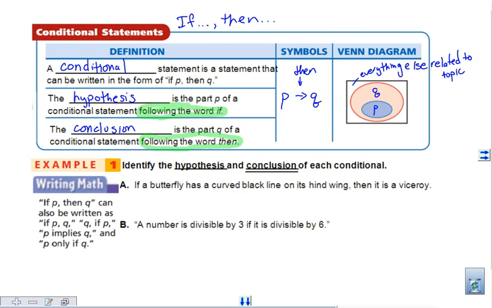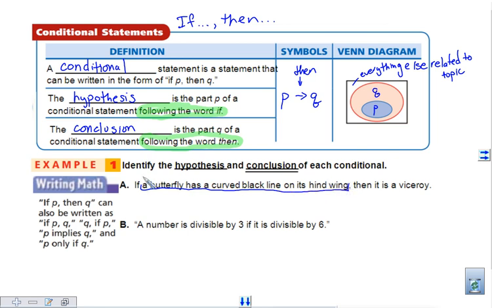Our next example, we want to identify the hypothesis and conclusion of each conditional. If you are writing this on paper, you can underline the hypothesis once and the conclusion twice. If you are typing it, I will show you what to do as well. So, first off, we need to identify the hypothesis of: if a butterfly has a curved black line on its hind wing, then it is a viceroy. It's a butterfly has a curved black line on its hind wing.